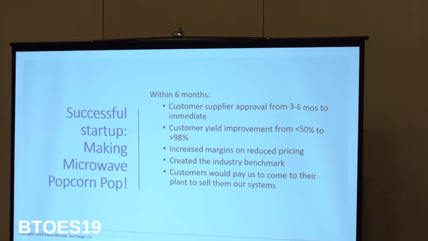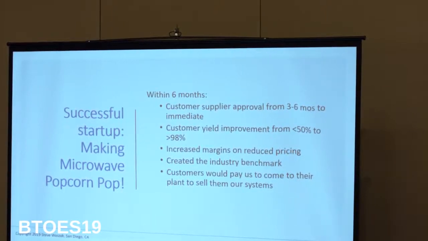Pretty good. And the 3 to 6 month approval rate was typically because people couldn't make good stuff and they had to prove that they could at least sort it out. Customer yield went from less than 50% to greater than 98%. People who started implementing this technology could go to the market at a reduced price and make more money.